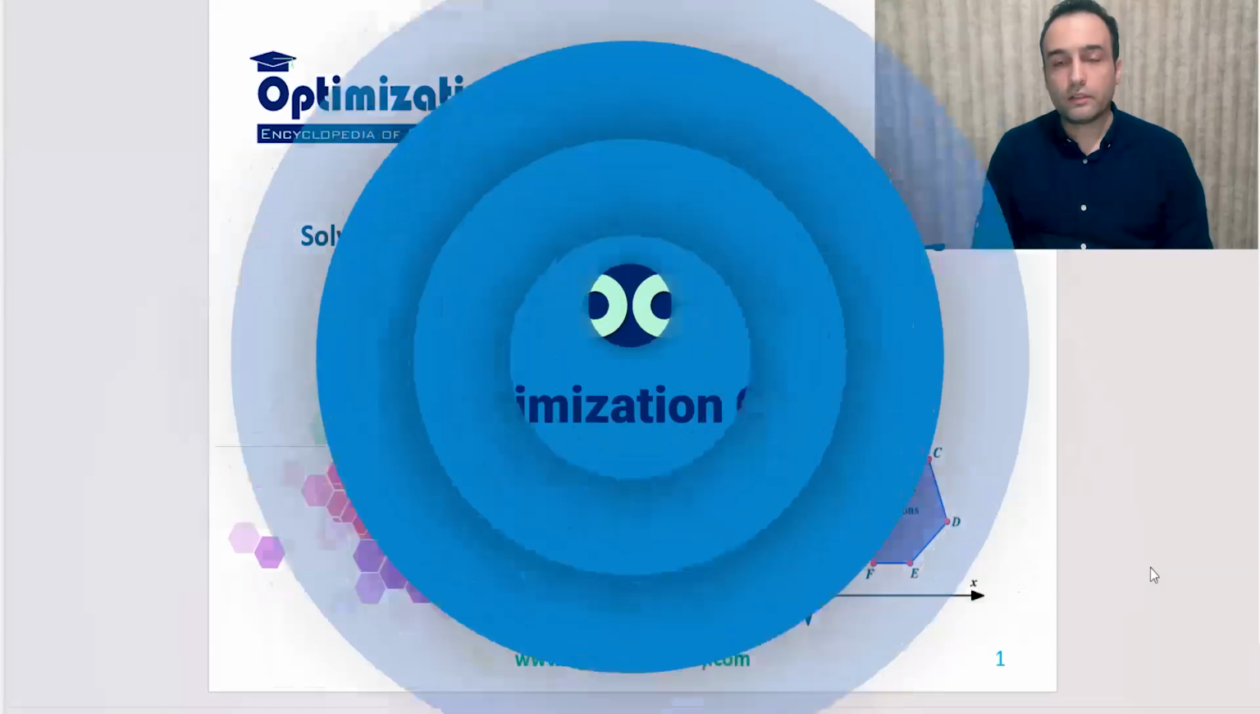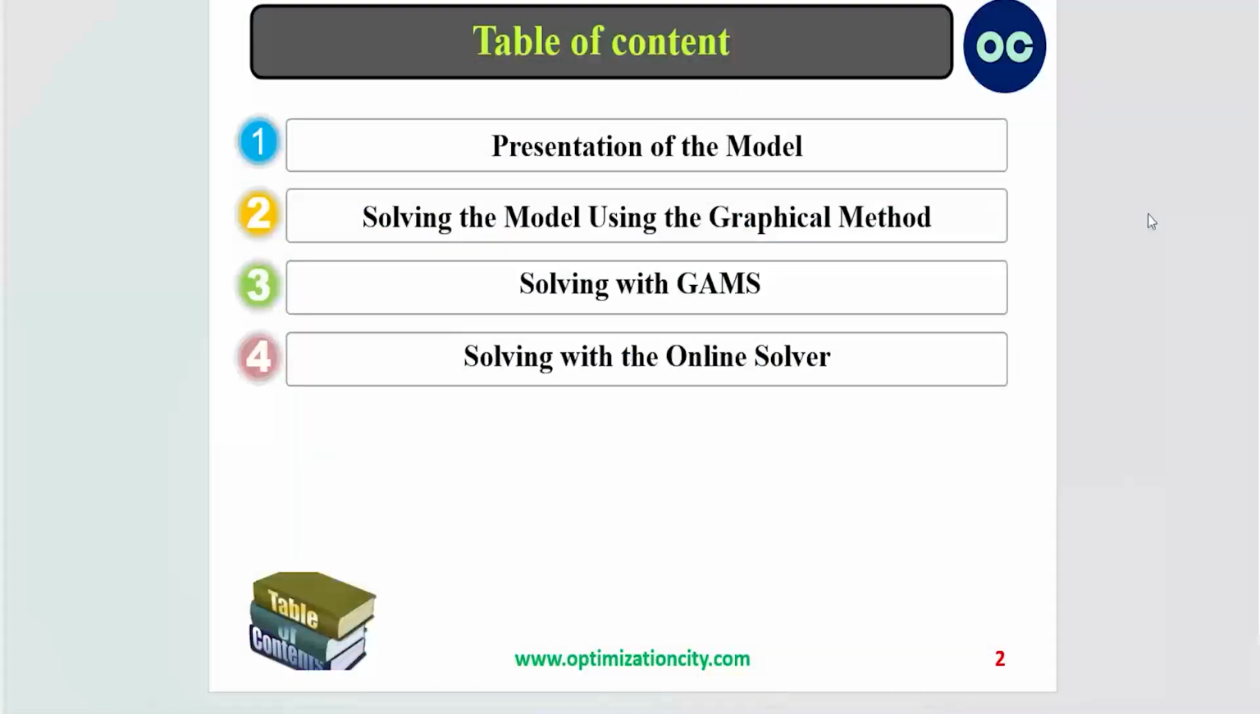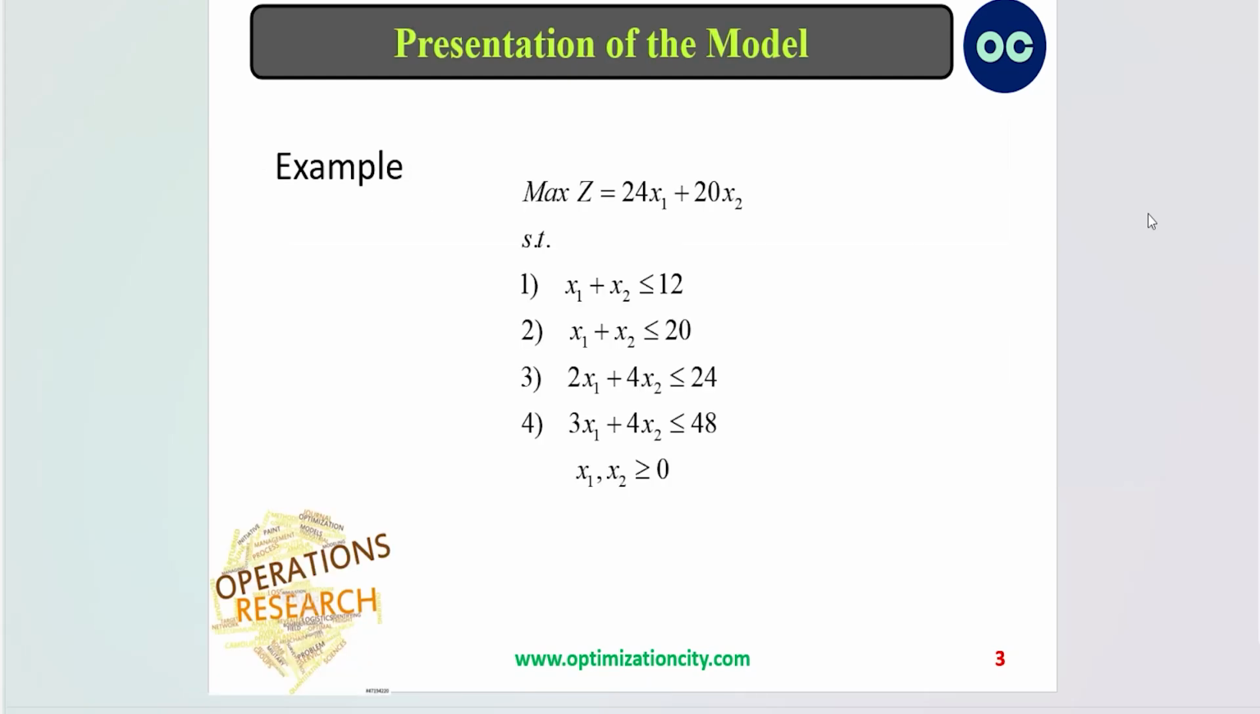So let's get started. Here is the outline of our session: presenting the model, solving the model graphically, solving the model using the GAMS software, and solving the model online via the website www.optimizationct.com. The linear programming model we will solve is as follows. We have two variables and four constraints.